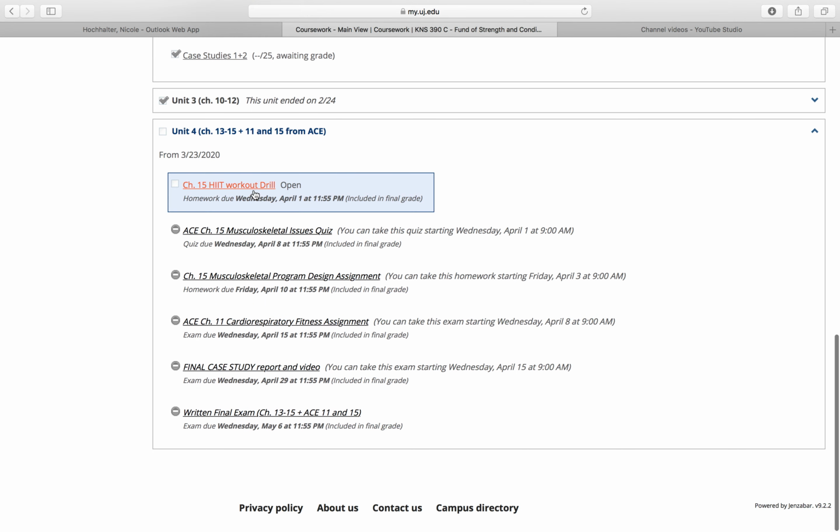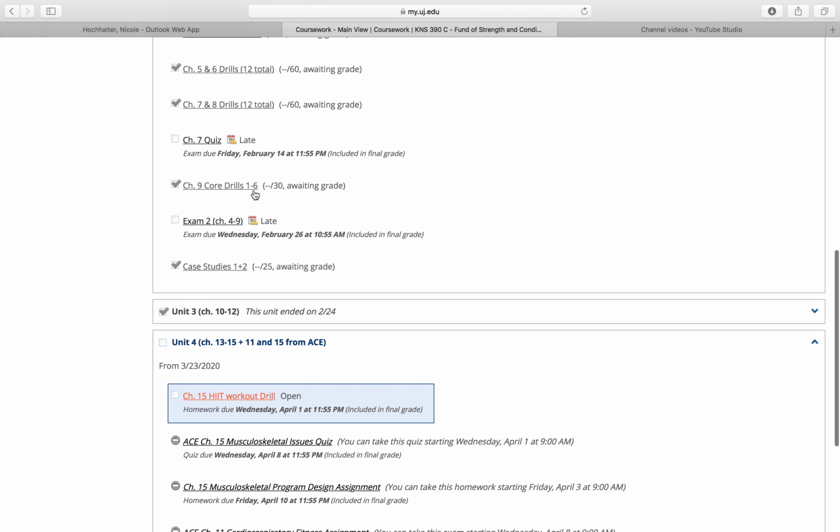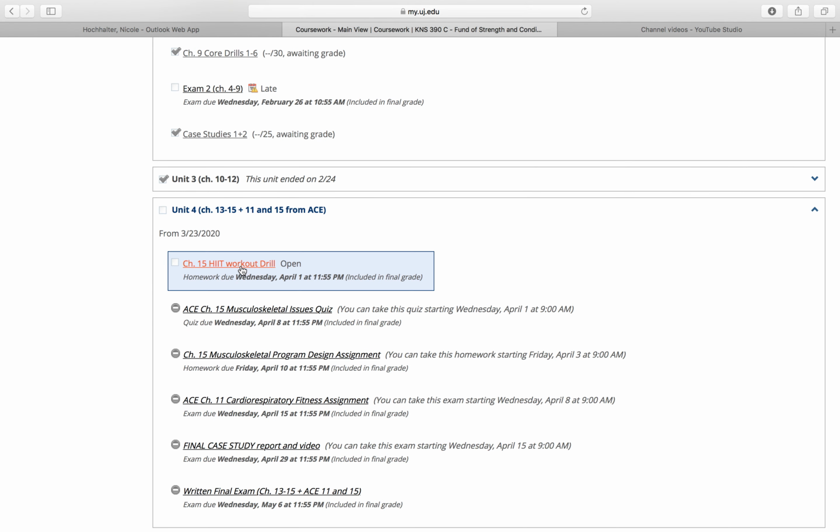You have the HIIT workout drill open. If you didn't see, I did post some ideas of different HIIT workouts, which I can show you here in a second under the resources tab. That assignment is due Wednesday, so I'm still missing that from quite a few of you. If you have not turned that in, please do so as soon as possible, or at least before Wednesday at 11:55 p.m., to get full credit on that assignment.